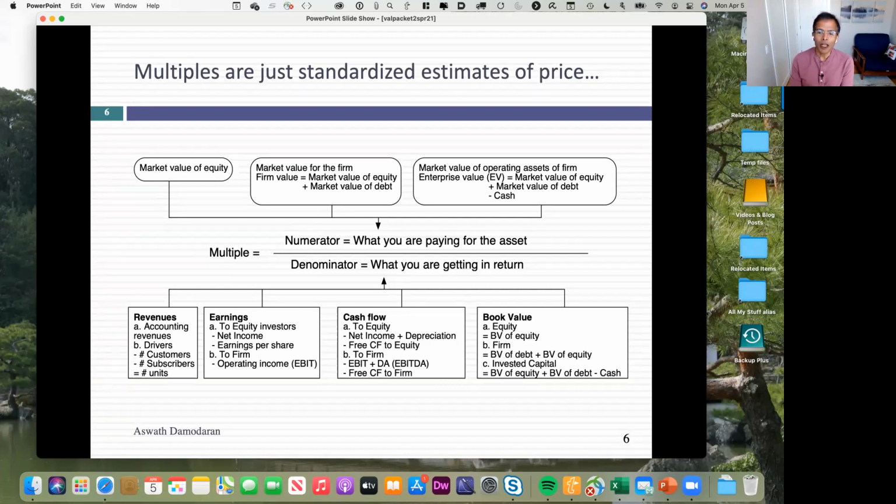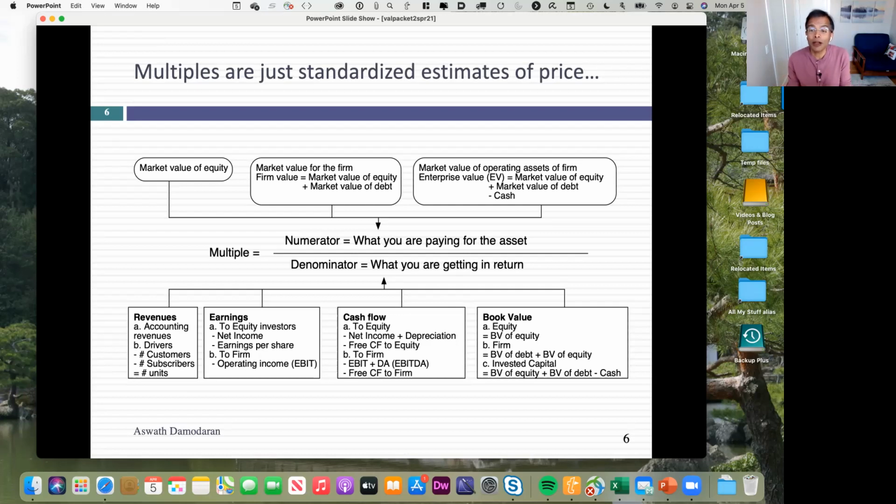But it's in the denominator that you get the real variations, right? I can divide that market value by revenues. Why? Because I'm desperate. Everything else is negative. The only number that's positive, I can divide by revenues. That's a revenue multiple. But what if you're a pre-revenue firm? I get even more desperate. If you have no revenues, guess what I divide by? I divide by something that I think will give you revenues, subscribers, users, downloads. So I can divide by revenues or revenue drivers.